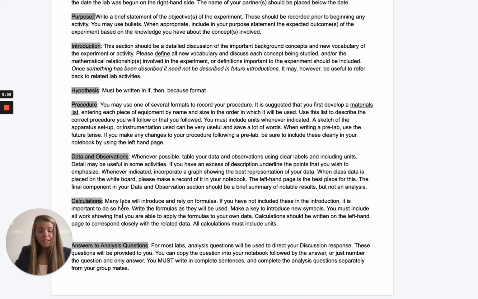At times, I am going to have you show me all the math that you did. So for all of your calculations, you'll have to show me all of the math that you performed to get your answers. This lab is just a simple subtraction problem, so I'm not going to have you show me this math, but show me the formula you used to solve this problem.